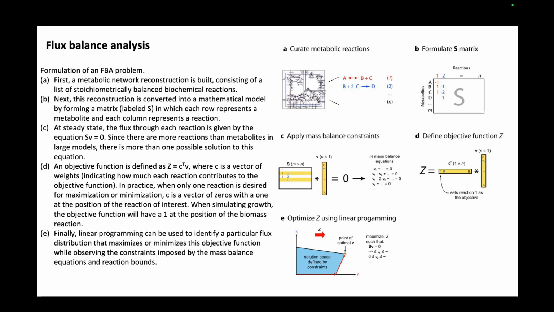And finally, you can use linear programming to identify particular flux distributions that maximize or minimize this objective function while observing the constraints imposed by mass balance equations and reaction balance. So this is the workflow. You start with the set of reactions in a network. You form the stoichiometric matrix. Then you give the steady state condition equal to 0. You define an objective function. And then you optimize the objective function using linear programming.